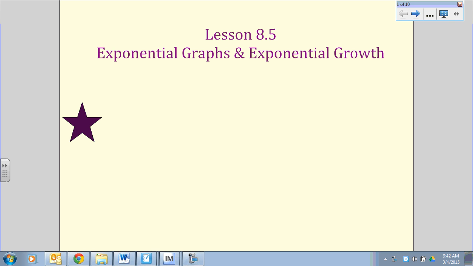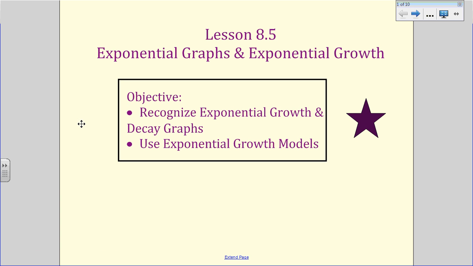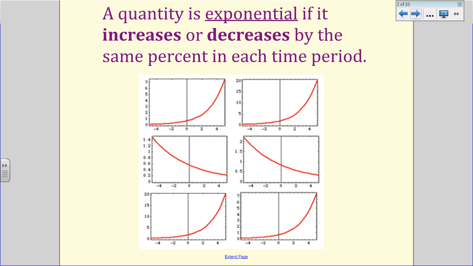So our goal is to be able to recognize growth and decay graphs, see how they compare to linear, and then use exponential models. So that's what we're looking to do today. It's exponential if it increases or decreases by the same percent. If it's a doubling, then it's increasing by 100% each time. With exponential decay, like radioactive materials that have a half-life, it's decreasing by 50% each time. We don't have to change by 100%. We could increase by 4% each time. It just means that every time we're increasing by 4%.